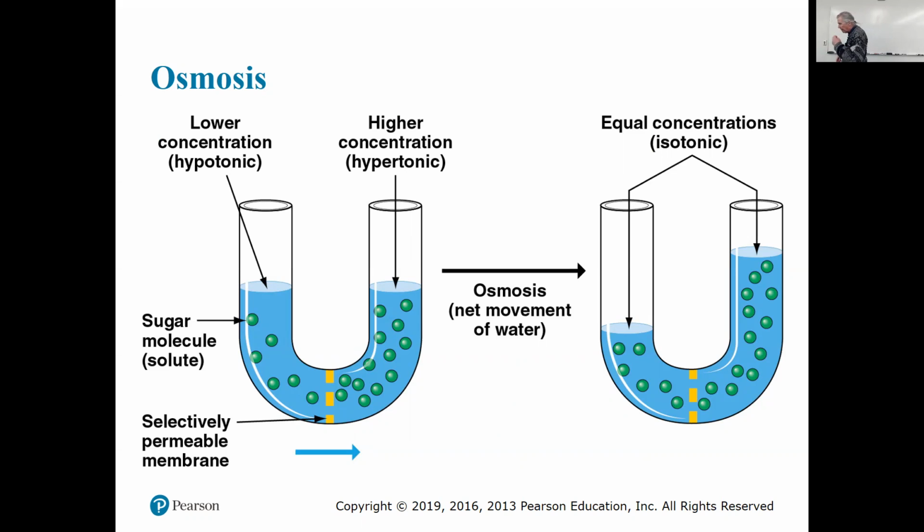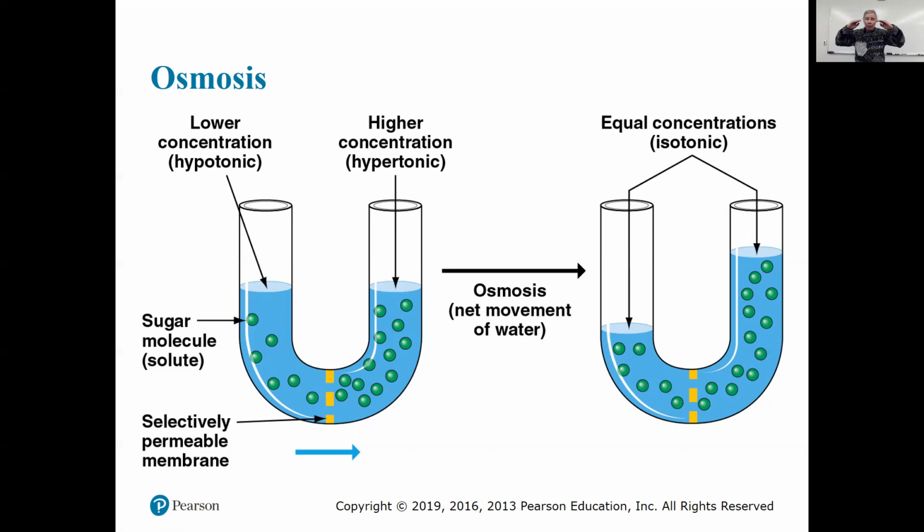So if you have on this side a lower concentration of solute than on this side, you have a greater concentration of water on that side, right? On the left side than the right side. So what's gonna happen? Water is gonna travel through that membrane from a region of high concentration, hypotonic, to a region of low concentration, hypertonic.